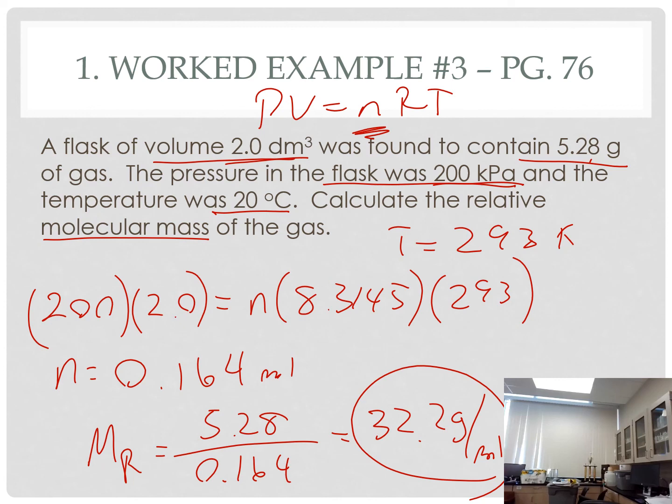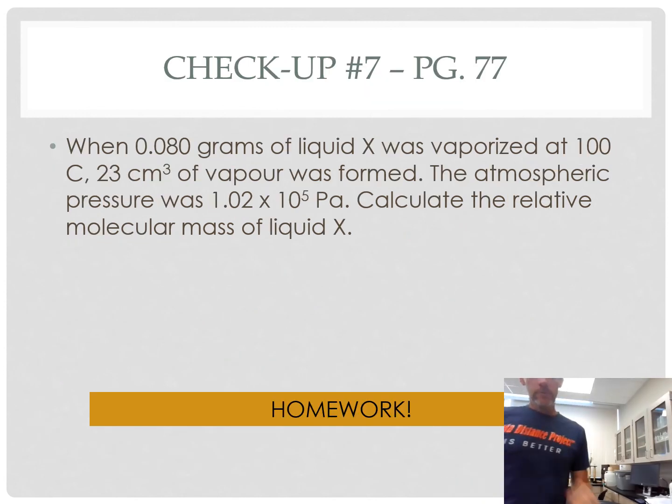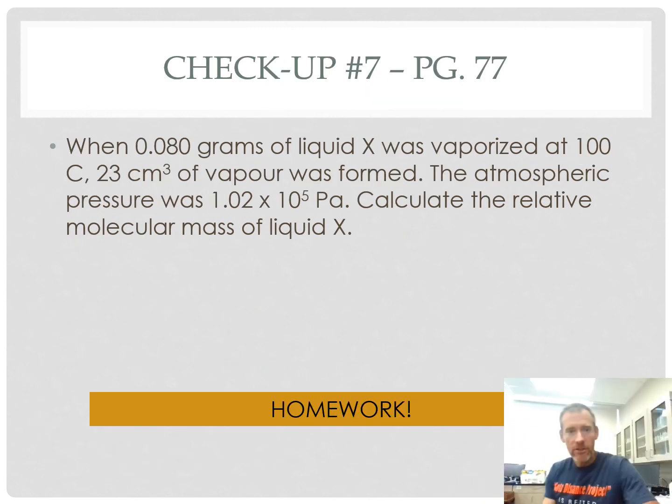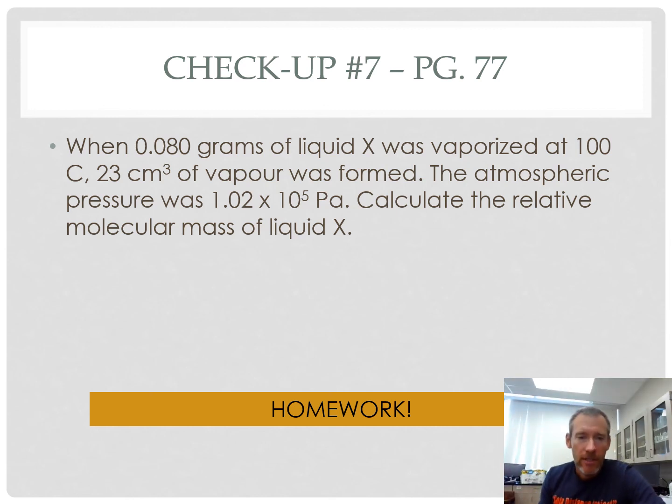All right, let's see what we got next. Oh, last homework question. We have 8.08 grams of a liquid X, and we have the temperature 100 Celsius with a volume of 23 centimeters cubed. And be careful there because you want to make sure it's in liters. And a pressure of 1.02 times 10 to the 5 Pa, pascals. So again, you need to convert that to kilopascals before you do any work.